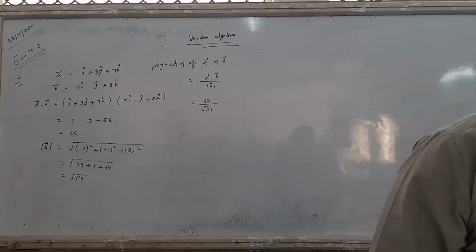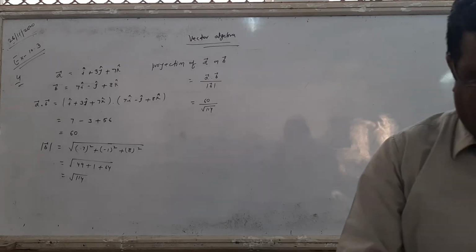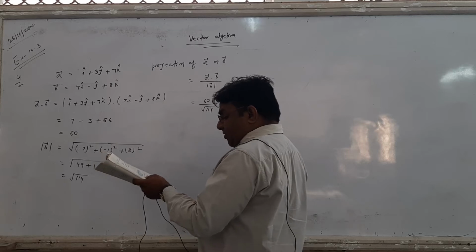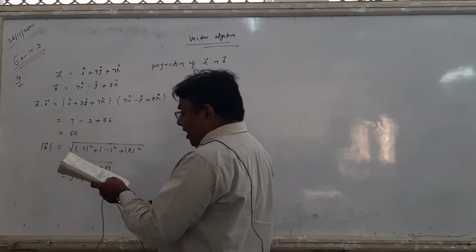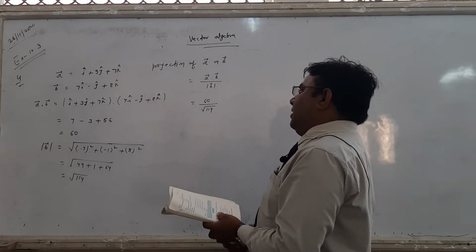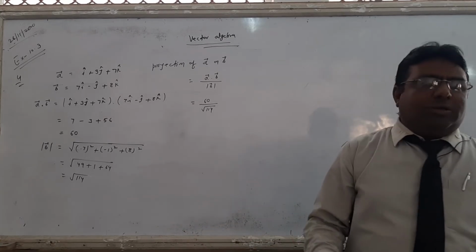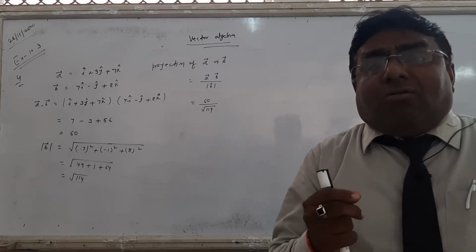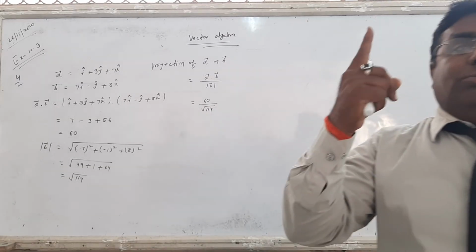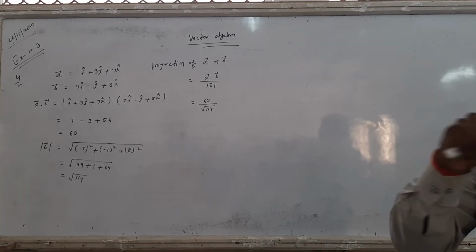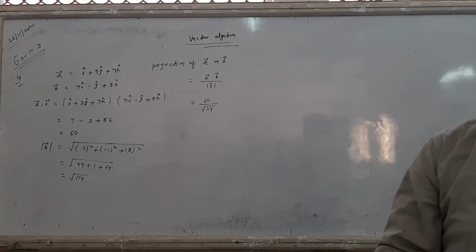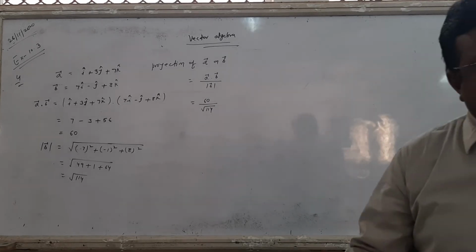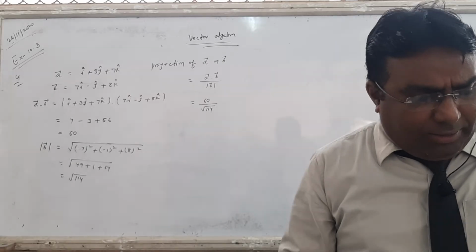Now, question number 5. Show that each of the three vectors, vector A, vector B and vector C, is a unit vector. You have to prove they are unit vectors, that means the magnitude is 1. So find the magnitude of vector A, of vector B and of vector C, and if all three values come out as 1, then hence vectors A, B and C are unit vectors. But there is also a second part.